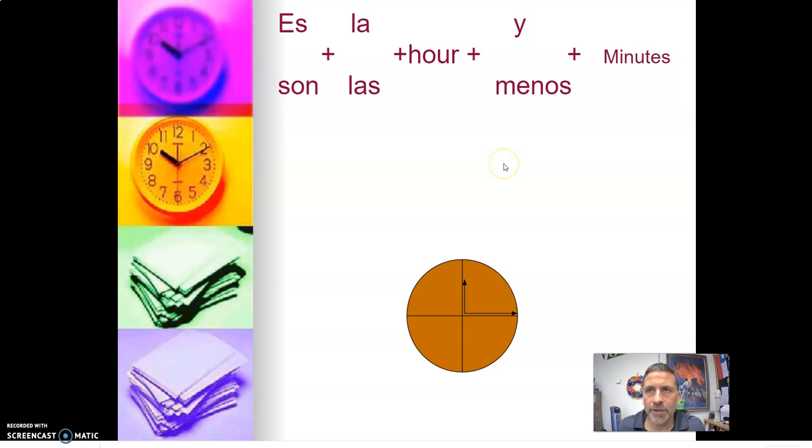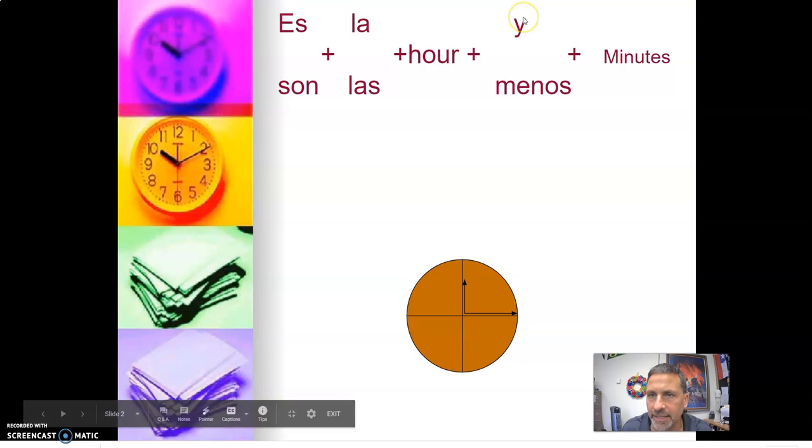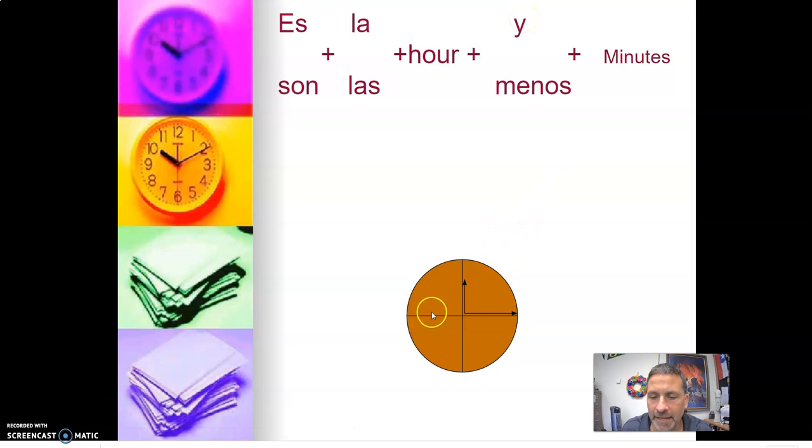So if I have, for example, a 1 o'clock expression, 1:10, 1:30, I will use es la plus 1. Es la una. Time is feminine. Then if my big hand is on the right hand side of the clock looking at it, I'm going to use y. If my big hand's on the left hand side, I'm going to use menos. So let's say it's 1:10. I would say es la una y 10.